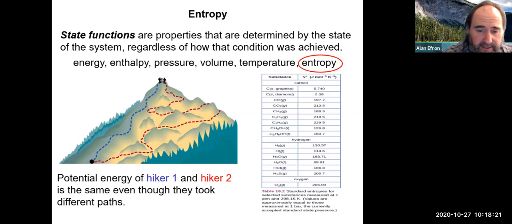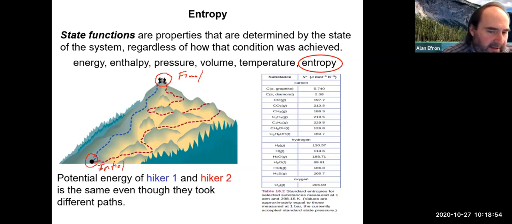Now, for example, if we look at these two hikers, they both started here and they both ended here. In terms of their potential energy, they have the same potential energy, but they did take different paths. The blue guy took the more direct route up the hill. The red guy took the more scenic route around the hill to get to the top. But in terms of their potential energy, the only difference is their final state from their initial state.